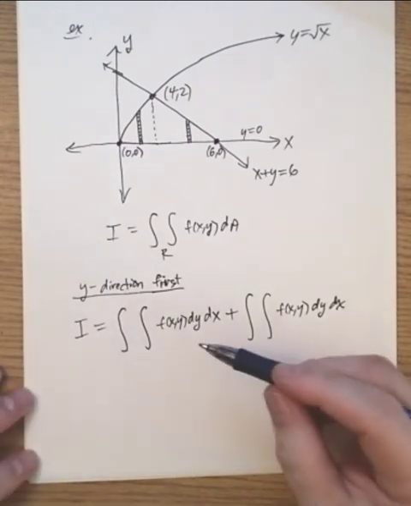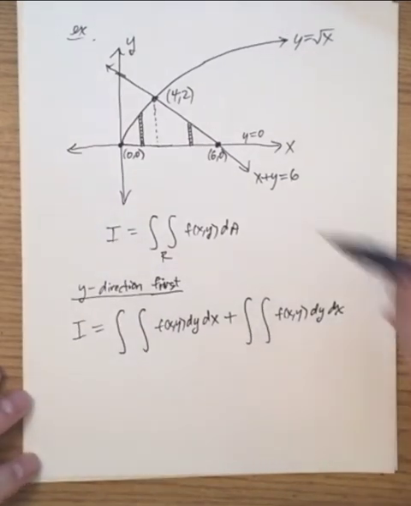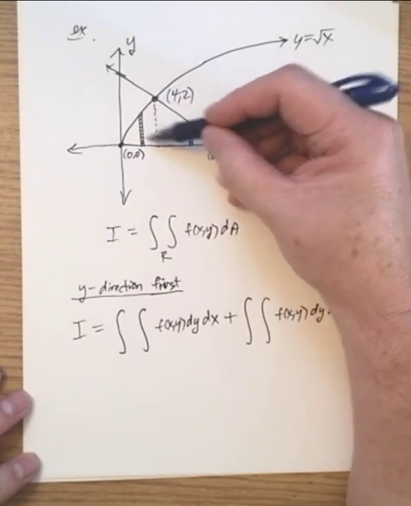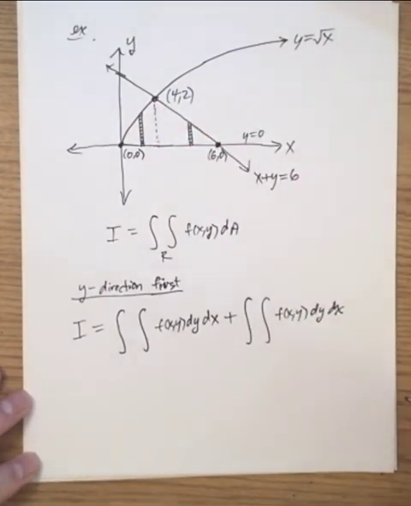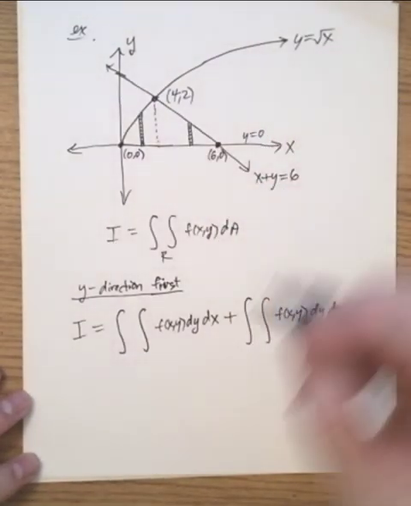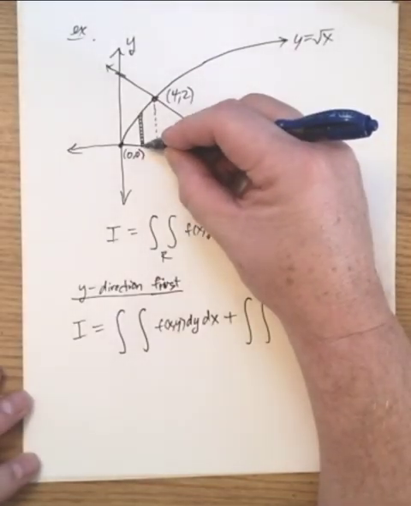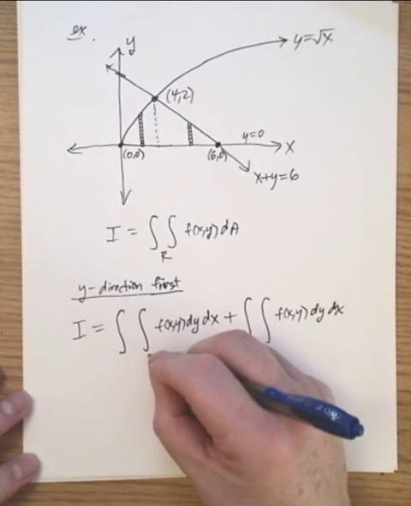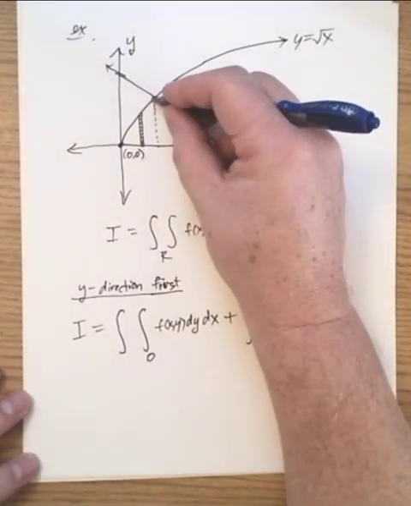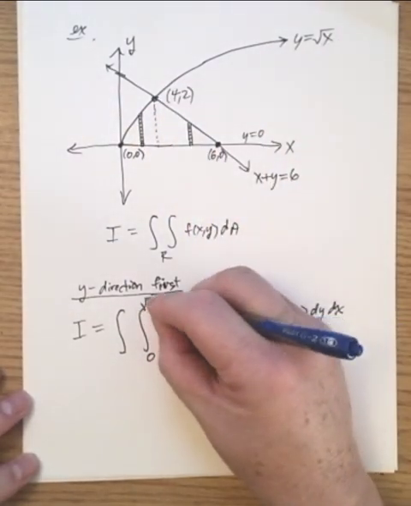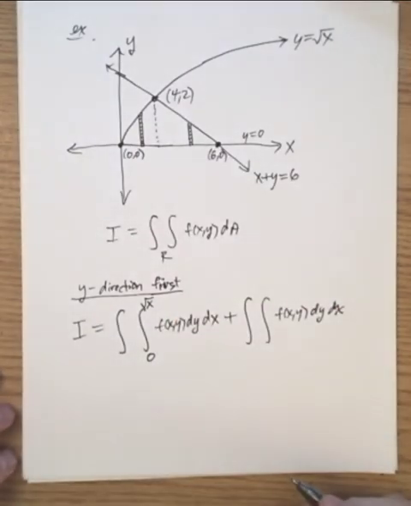Let's go ahead and integrate over this part first, where the upper limit is the parabola. Where is y going from? It's going from y equals 0, the x-axis, up to y equals the square root of x.